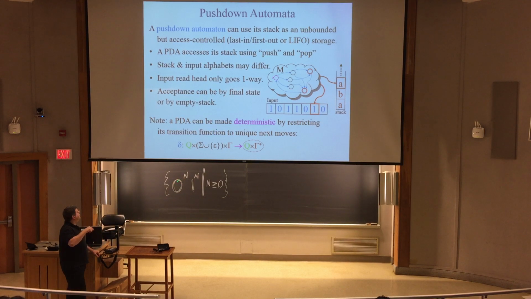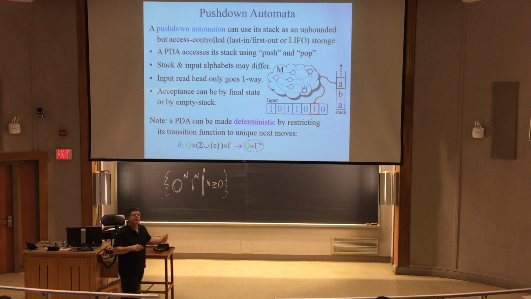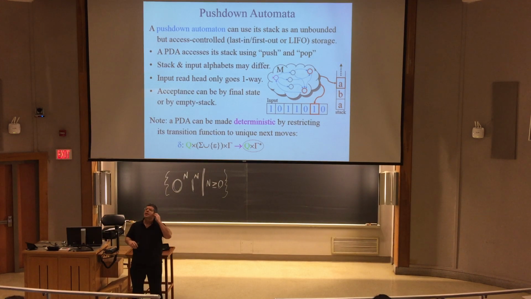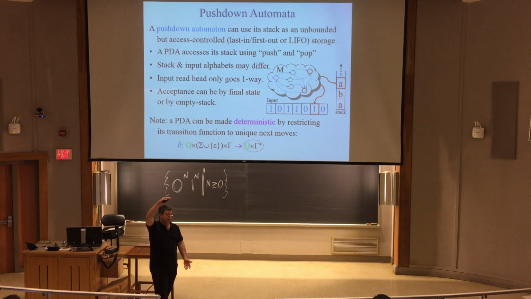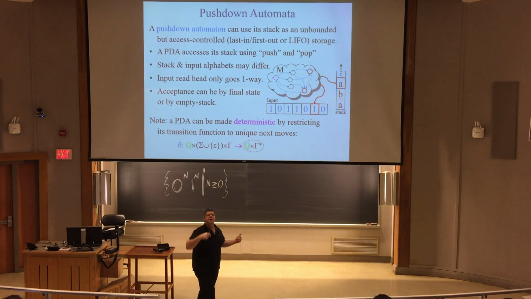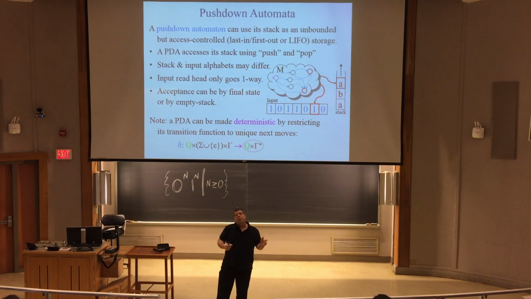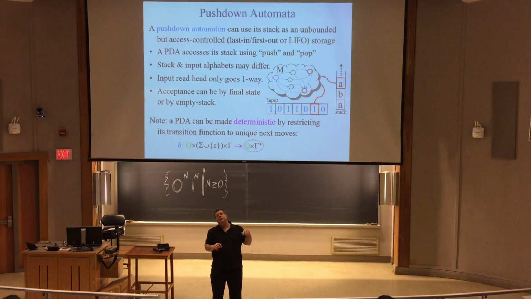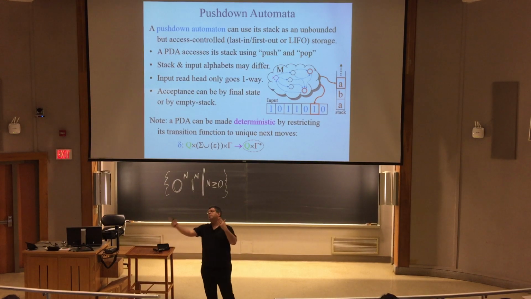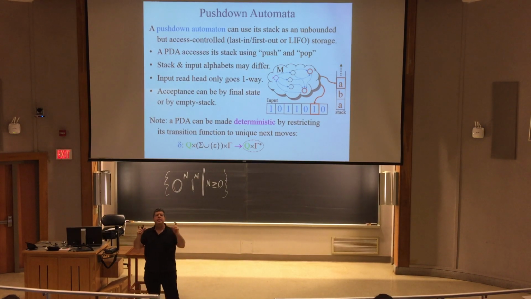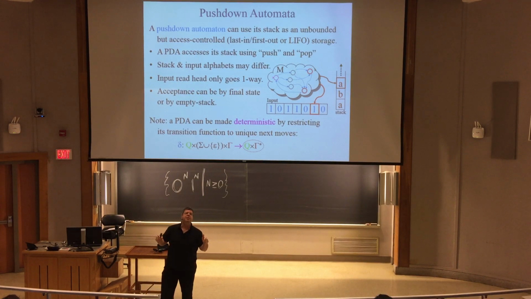Every time you see a 0 in the input, you push that 0 to the stack. So the stack alphabet here is the same as the input alphabet, zeros and ones. You see a 0 in the input, you push it to the stack. See another 0, you push that to the stack. So the stack keeps growing proportional to the number of zeros that you've seen in the input. Now when you see a 1 in the input, you change your mode, go to a different state, and instead of pushing, pop a 0 from the stack every time you see a 1. You see a 1, you pop a 0 from the stack. You see another 1, you pop a 0 from the stack. In other words, you're canceling the zeros in the stack against the ones in the input, one to one, pairwise.